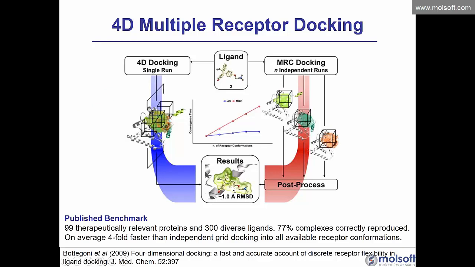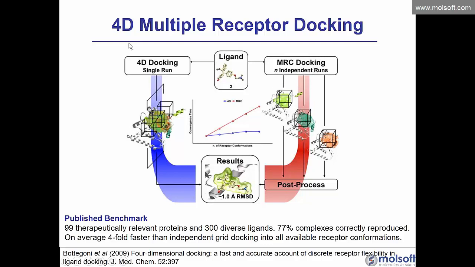So the first approach we're going to talk about is the 4D multiple receptor conformation docking. In this situation, you would have a ligand or ligands that you want to dock or screen, and then you may, for example, have 3 or 4 high-quality crystal structures of the pocket, and those crystal structures represent the flexibility of the pocket. So you may have one with a loop in, or a residue that comes in the pocket and out the pocket in each of the 3 conformations.